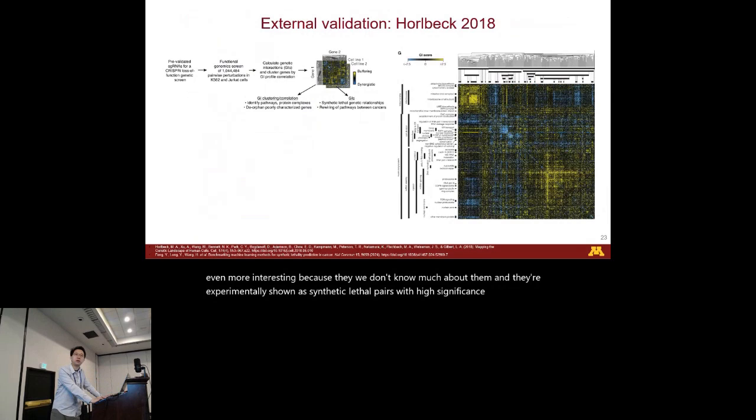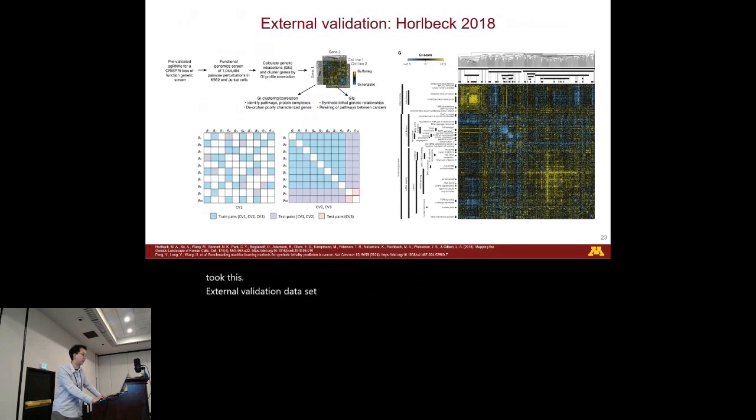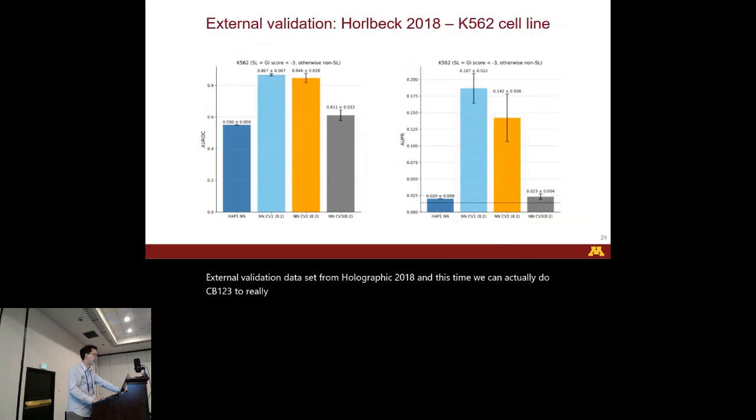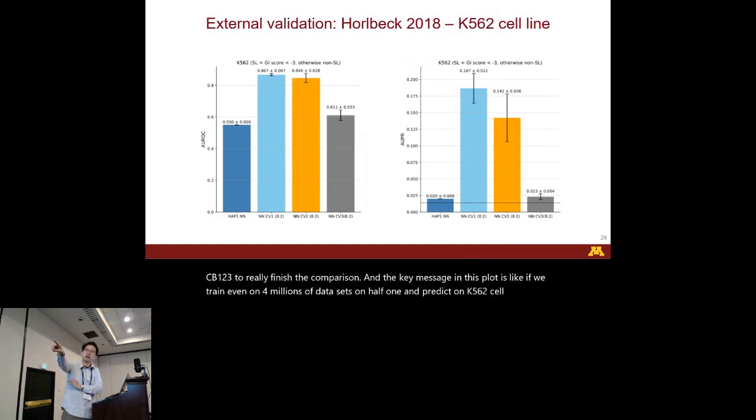So we worked on our own HAP1 datasets quite a bit, but we found out that if I'm using that map to create my features, my method can just span all the datasets there, because I don't have a limitation to our HAP1 dataset. So we took this external validation dataset from Holbrook 2018, and this time we can actually do CV1, 2, 3 to really finish the comparison. And the key message in this plot is that if we train even on 4 million data points on HAP1 and predict on the K562 cell line, the performance is actually not good.